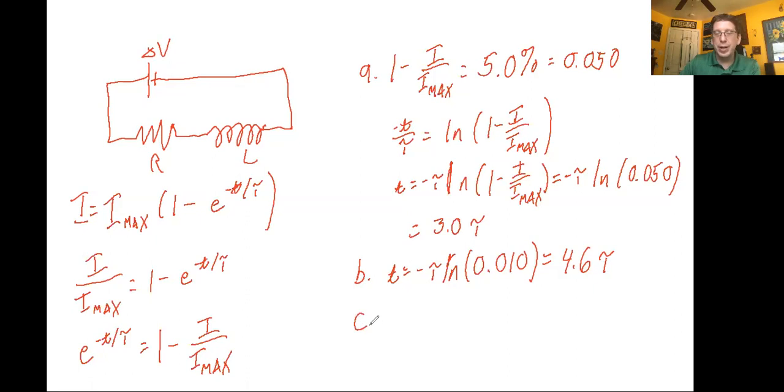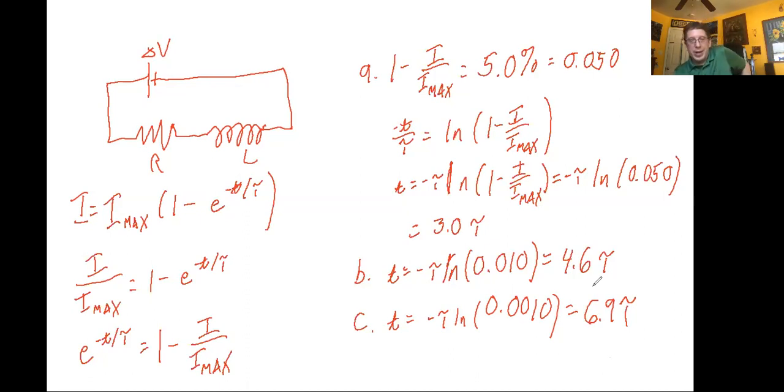And then for the last one, you want to get to 0.1% of your maximum value. So that's negative tau times the natural log of 0.0010. So the smaller the number, assuming you're less than 1, the bigger, at least in the negative direction, your natural log becomes. And so you get 6.9 times tau. So it takes nearly 7 time constants to get within 0.1% of your maximum value.